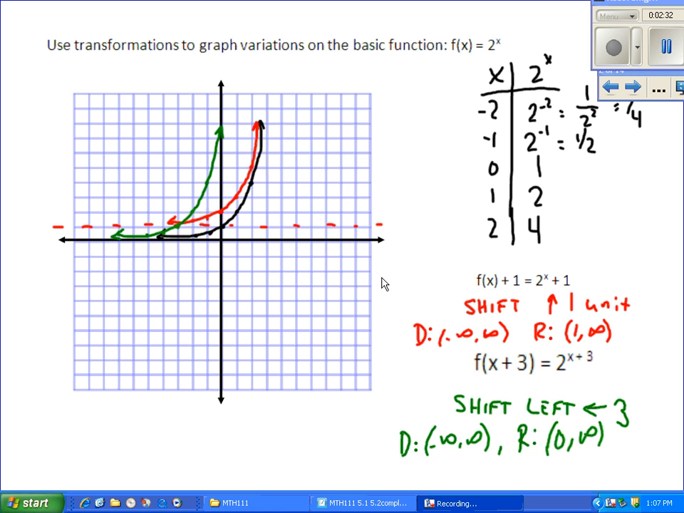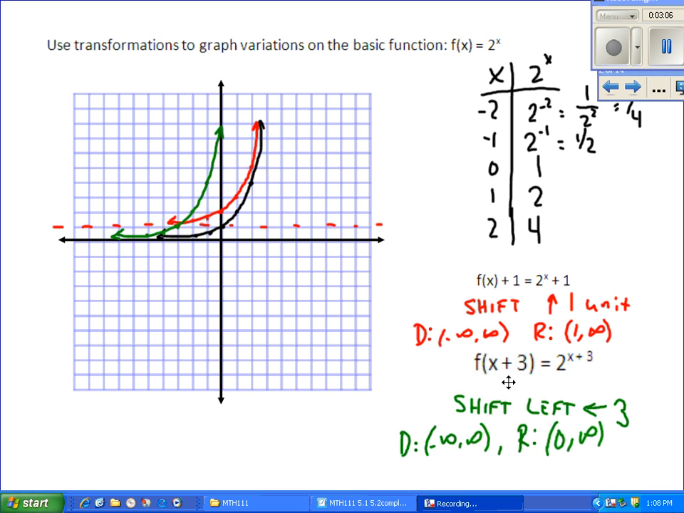And then some variations. The red line here is the graph of f of x plus 1, so 2 to the x plus 1, which we know will shift the graph up 1 unit, which is going to shift the asymptote up 1 unit also. And so our domain is still negative infinity to infinity, but the range is from 1 to infinity. I think you can see that as we shift each point from the black line up 1 and we get a point on the red line, we can see how we're getting this asymptotic behavior as we go off towards negative infinity. The y values get closer and closer to 1.